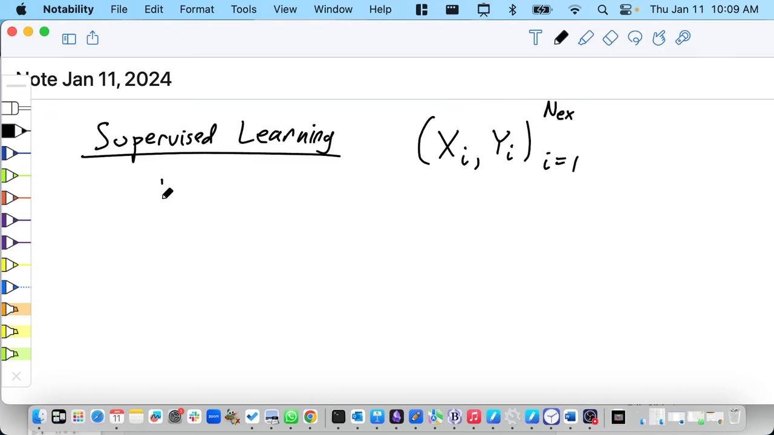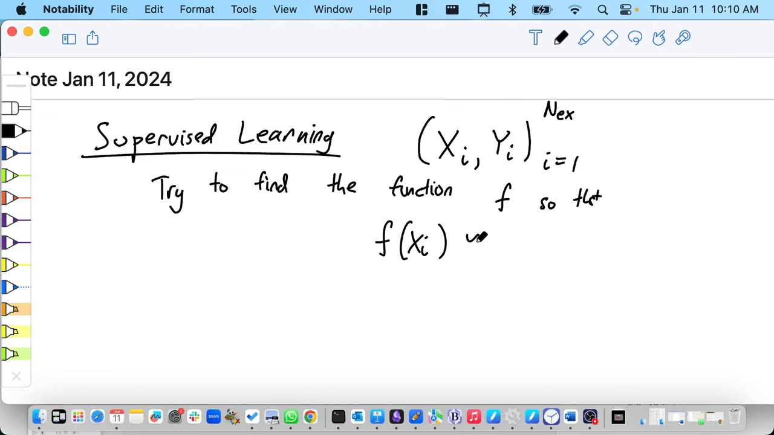So we're trying to find the function f so that f of xi is approximately yi. And this is what you do in stats. Normally, we use parameterized functions, so we get a bunch of parameters. We say we have some parameters theta, and we're trying to find the function f theta so that f theta of xi is approximately yi. And when we say find the function, we really mean find the parameters.